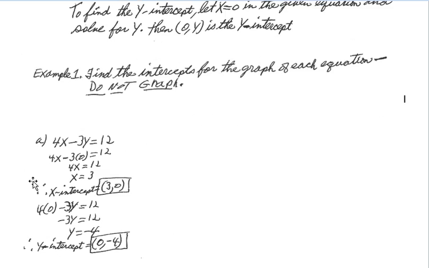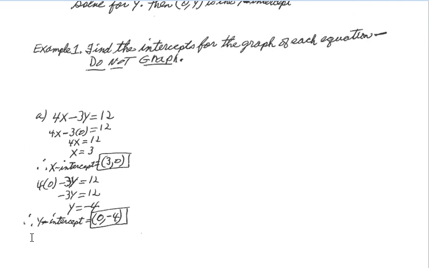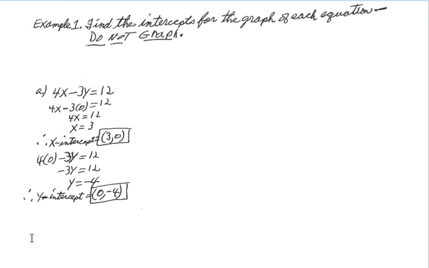Example 1. Find the intercepts for the graph of each equation. Do not graph. Part A. The equation is 4x minus 3y equal 12. And we want to find both the x and the y-intercept. Let's find the x-intercept first.